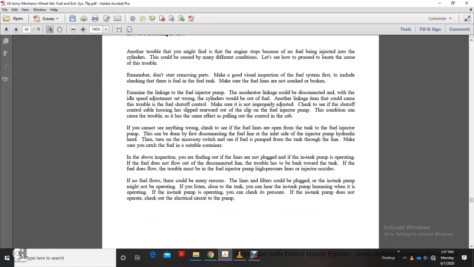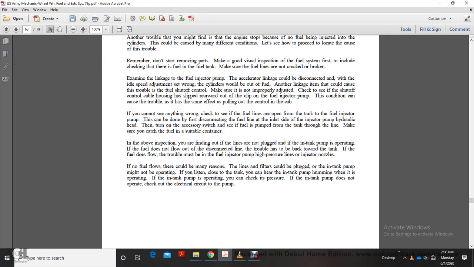Examine the linkage of the fuel injector pump. The accelerator linkage could be disconnected, or the idle speed adjustment wrong, and the cylinders would be out of fuel. Adjusting the linkage could cure the trouble. Check the fuel shut-off control. Make sure that it's not improperly adjusted. Check to see if the shut-off control cable housing has slipped rearward out of the clip of the fuel injector pump. These conditions cause the trouble and have the same effect as pulling on the shut-off control in the cab.